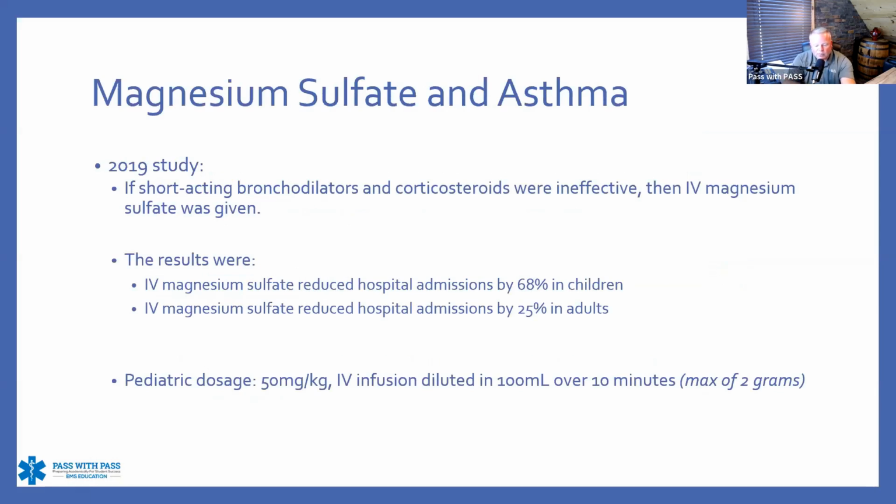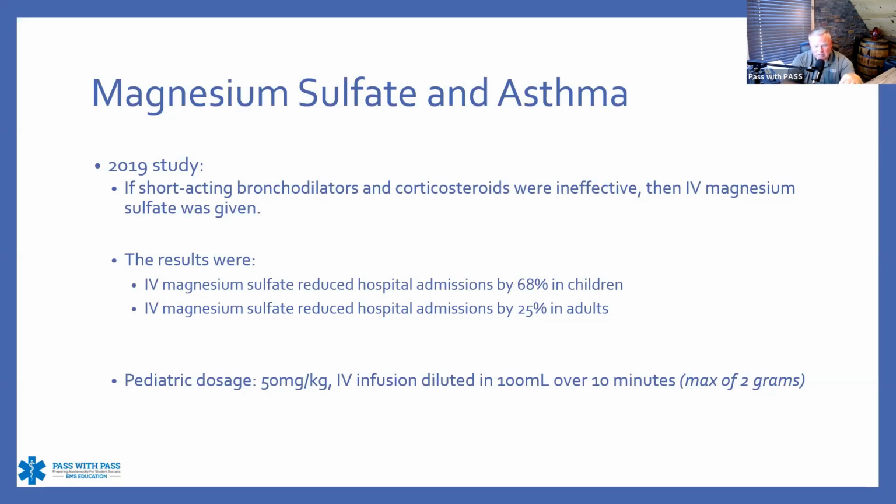So mag sulfate and asthma, and this can be used in the Swanky protocol if it is appropriate for you to do so. There was a study done back in 2019. If short-acting bronchodilators and corticosteroids were ineffective, then IV magnesium sulfate was given. So they went through the conventional mechanisms and it didn't work, and then they progressed to magnesium sulfate. What they ended up finding was IV mag sulfate in this asthma patient population reduced pediatric admissions to the hospital by 68%, and reduced adult admissions by 25%.